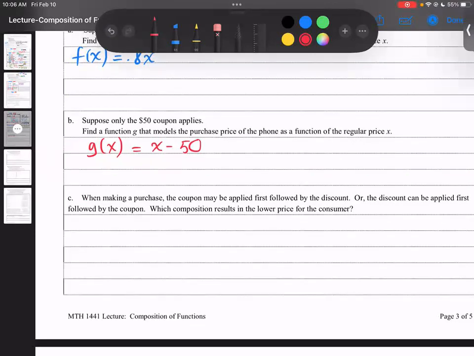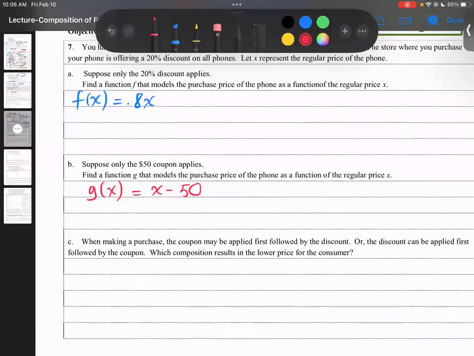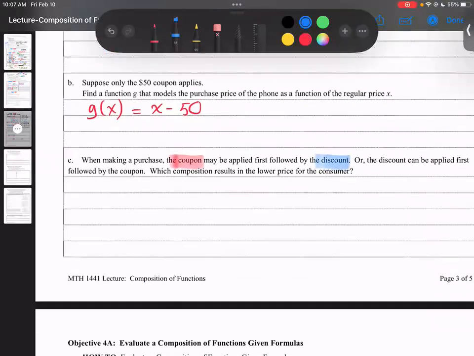Coupon applied first means the inside function will be your coupon function, right? So the coupon function is the red one. Let me highlight it. So coupon is the red and the discount is the blue. Because the coupon applies first, that will be your inside function. So g of x. And then the outside function will be your f. That's how math people write it, from English to math.